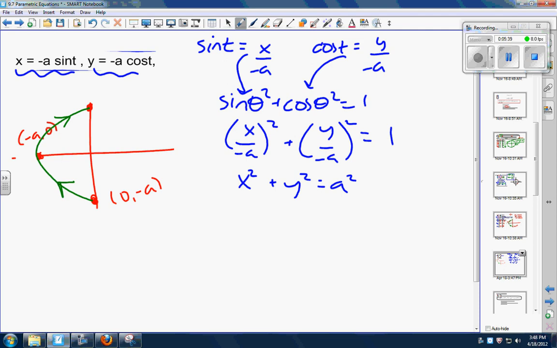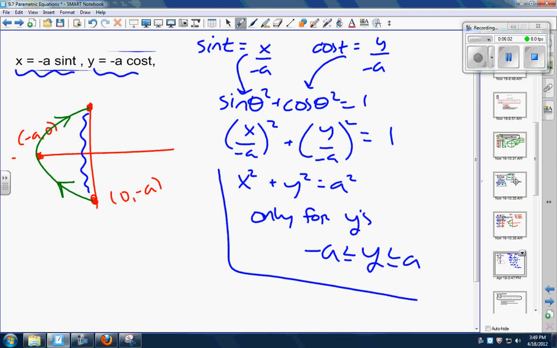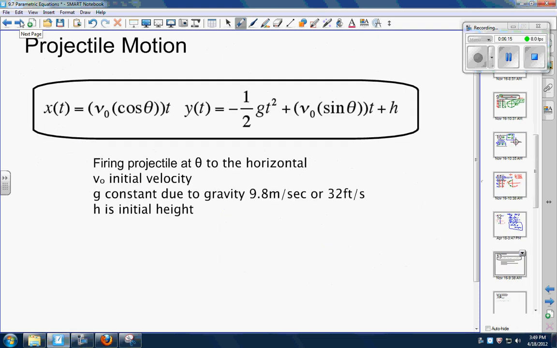So you need to somehow say this is only good for, you could pick like this. Okay, so you could say only for y's that are from negative a up through positive a. So if you give that equation, it's going to give you the full circle. If you somehow designate we're only looking at half of that circle, you could do that.